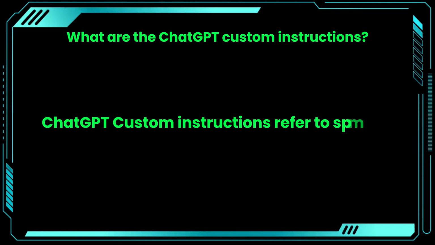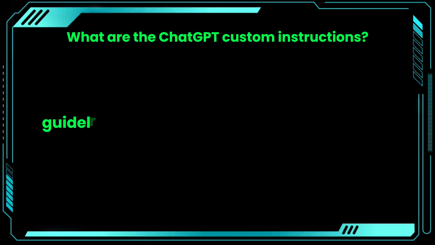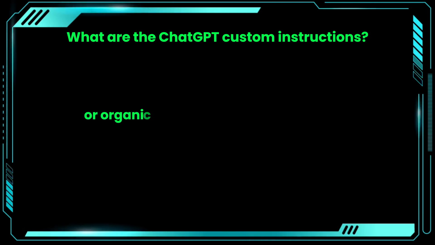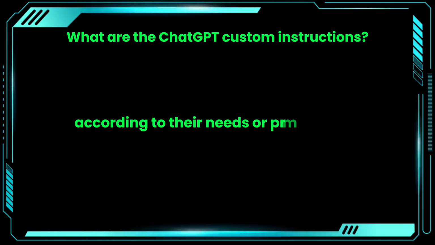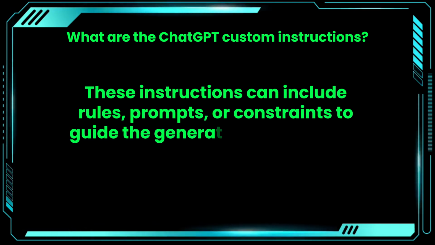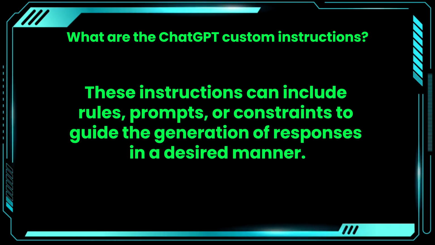ChatGPT custom instructions refer to specific guidelines or requirements provided by users or organizations to tailor the behavior or responses of the ChatGPT model according to their needs or preferences. These instructions can include rules, prompts, or constraints to guide the generation of responses in a desired manner.